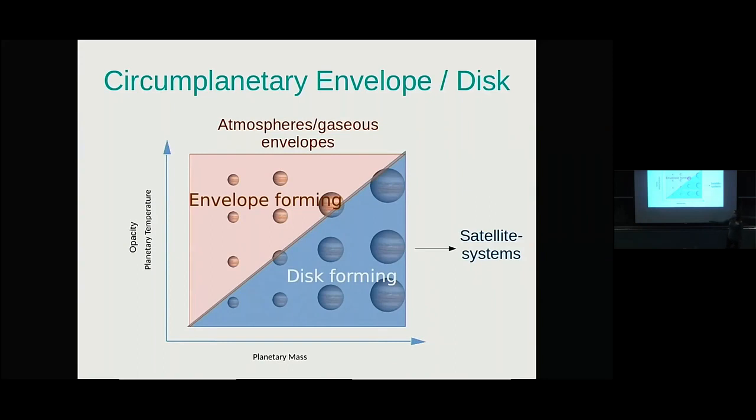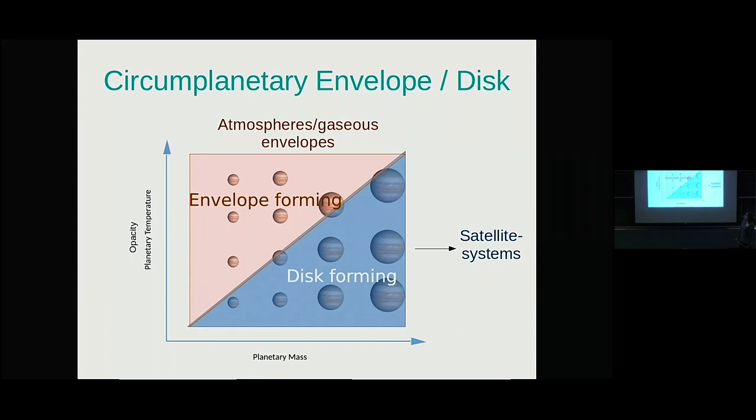We do not always get a disk solution around the planet; sometimes only an envelope forms. And this depends on one hand on the planetary mass. The more massive your secondary, so the planet, the more likely you get a disk solution. However, we have found that it's not only depending on that, but also on the opacity, temperature, or cooling time around the planet as well. The hotter things get, the more likely you're going to get an envelope solution.